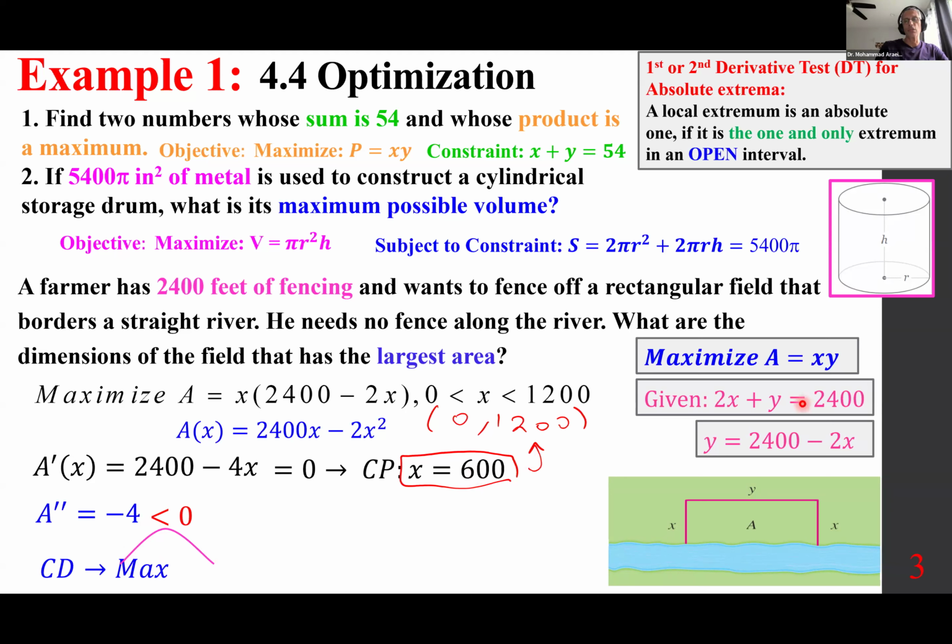You put it back into this to find y, 1200. So the dimensions are 600 by 1200. What is the largest area? The product of the two, 720,000 square feet.